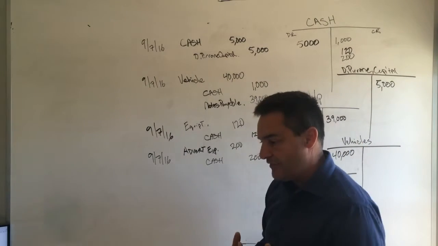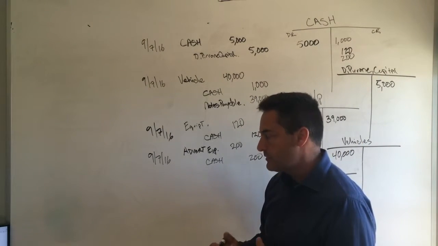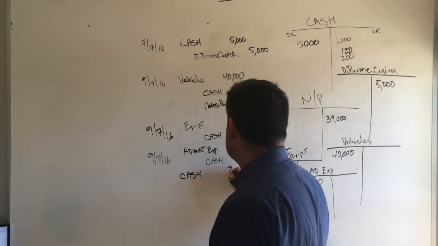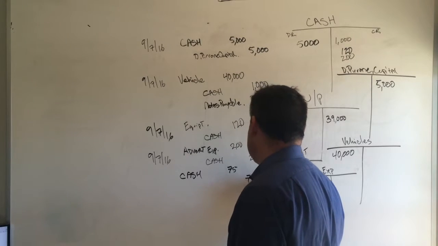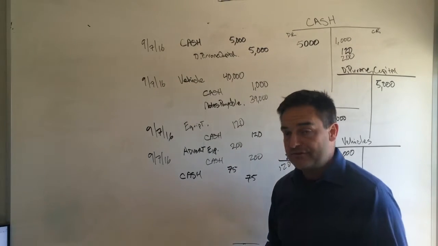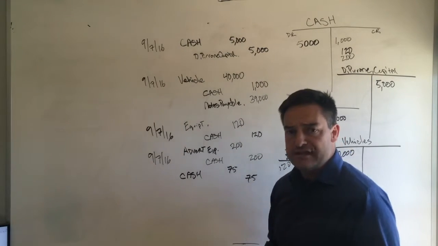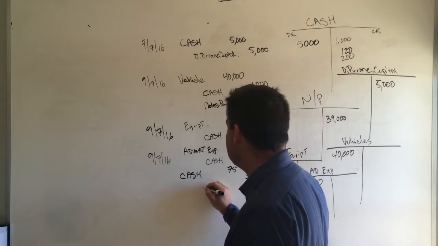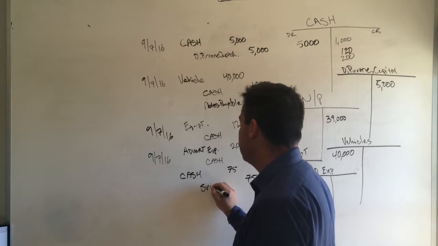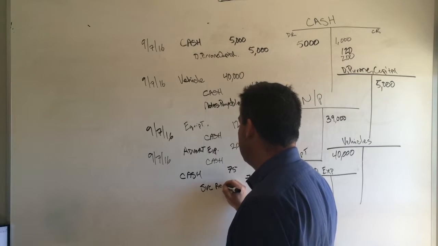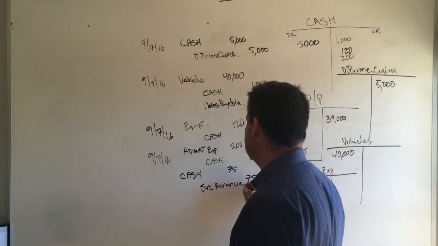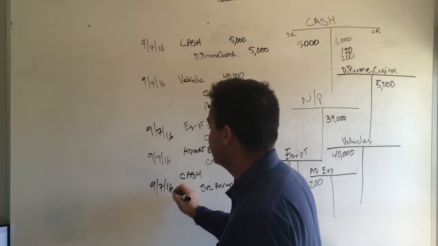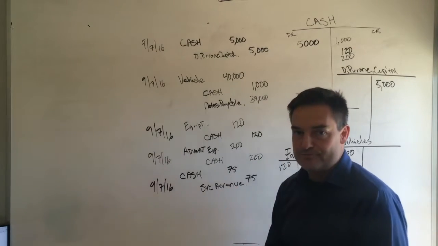So we received $75 in cash. Whenever you receive cash, we debit cash for $75. And if you debit something for $75, you've got to credit something for $75. And the account that we would credit is an income account. And we're going to call that income account service revenue. Okay, this is service revenue. And let's say we do that also on 9/7, it's a busy day.